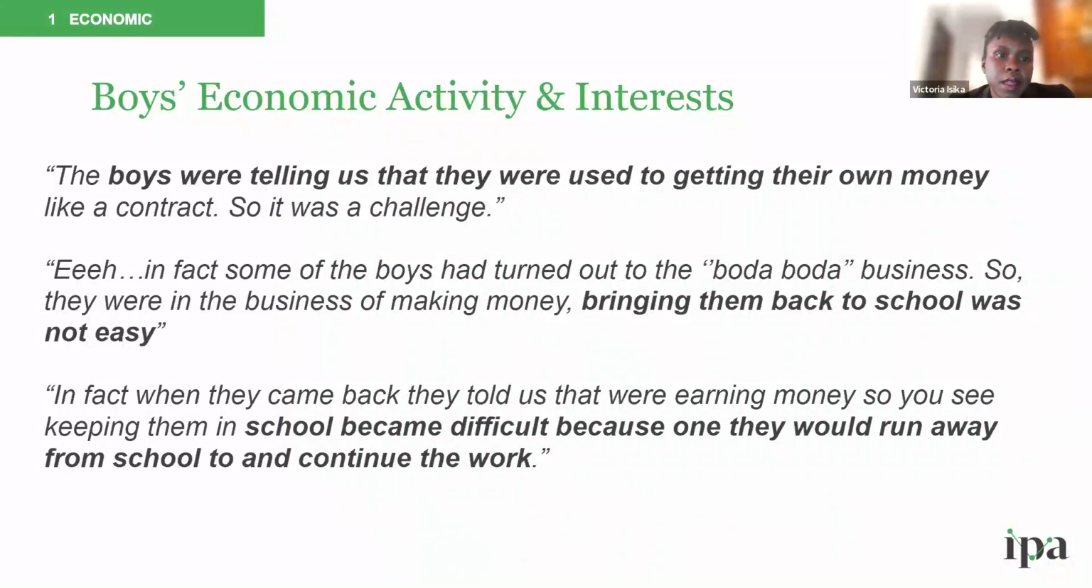So here we see other quotes related to that. Teachers again expressed the fact that boys were telling them that they were used to getting their own money, and so bringing them back to school was not easy. And in some cases, one teacher even said it was so difficult that some boys could even run away from school in order to participate in those economic activities.